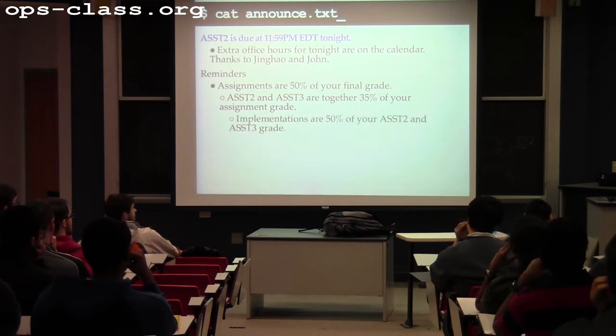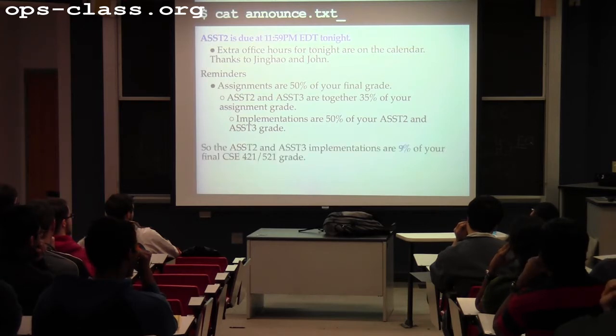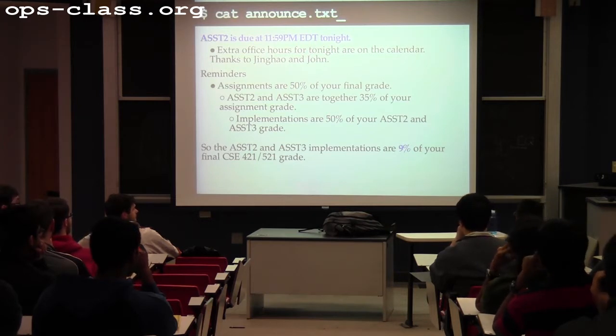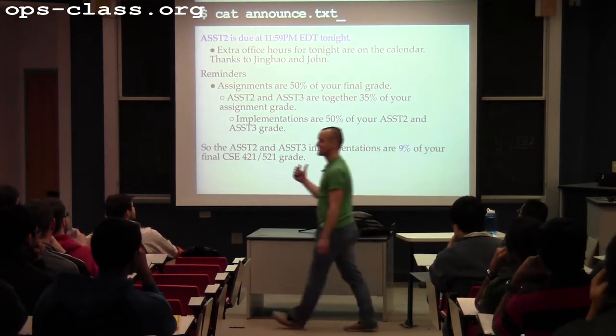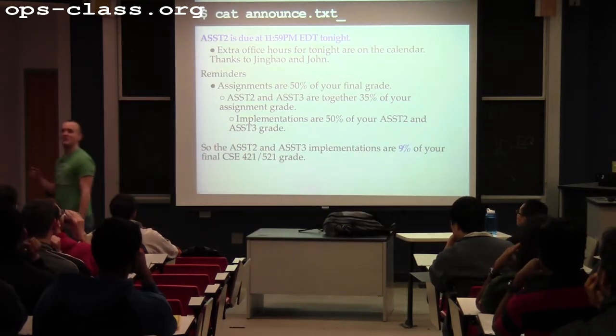So assignment 2 and assignment 3 together are 35% of your final grade. And the implementations are roughly 50% of that, right? So this should be like 17, right? So if you don't do any of the implementations, you still have to do the code reading questions and the design documents, you're losing about 17 percentage points of your total score. So I don't know how you guys feel about that, whether it makes you feel better or worse. I wish I could make this number bigger, but you guys probably don't.